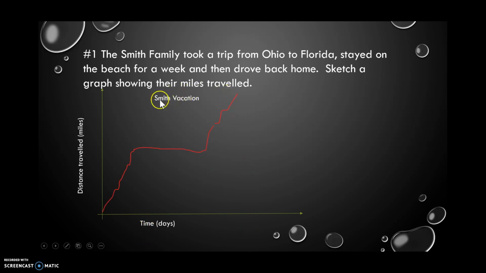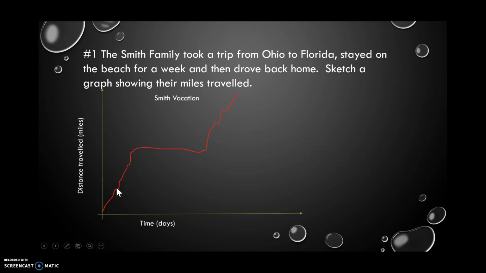I want you to have a title and axes labeled. I'm not sure you need to say days because we're just showing time and distance. We're not putting on a scale with numbers. So time and distance traveled is really all you would need. And then you make a sketch. I'm trying not to go backwards, it's a little hard to sketch. But notice I have some of these flat spots here on the trip.